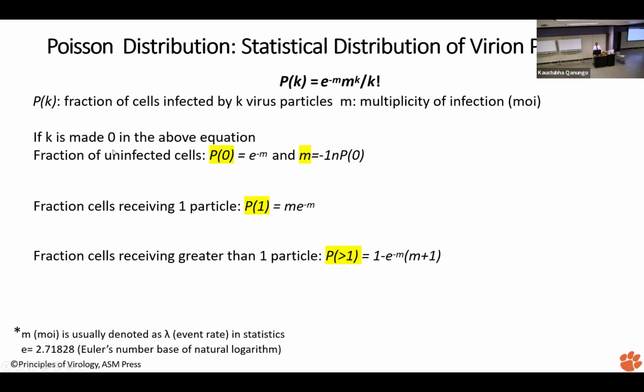So when you make k 0, the fraction of the uninfected cells, P0, just becomes e to the power minus m. If it receives 1 particle, P1 is m times e to the power minus m. And the fraction that receives more than 1 particle becomes this. So again, you do not have to go too much into that. We'll ask a very simple question out of that.